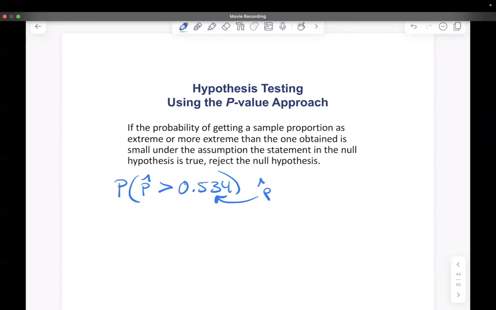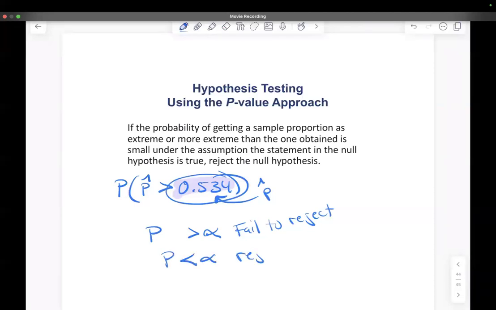Sorry about that, my brain just kind of fogged for a second. So this is the sample that I got, and I'm looking for the probability that I would get that sample or larger. If that probability is greater than alpha, I would fail to reject. If that probability is less than alpha, I would reject.